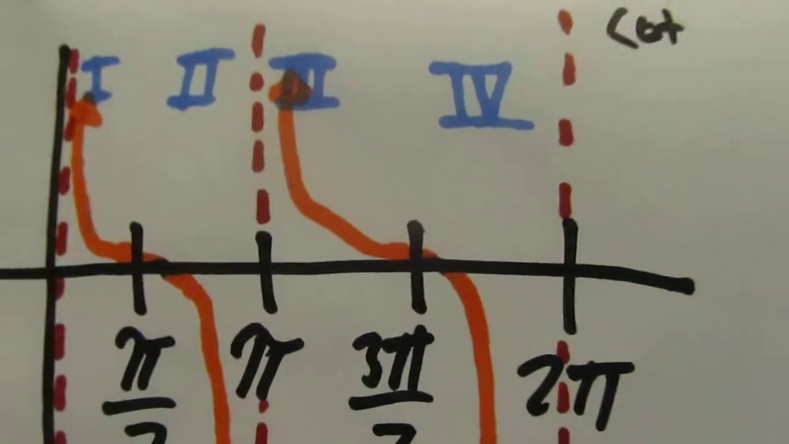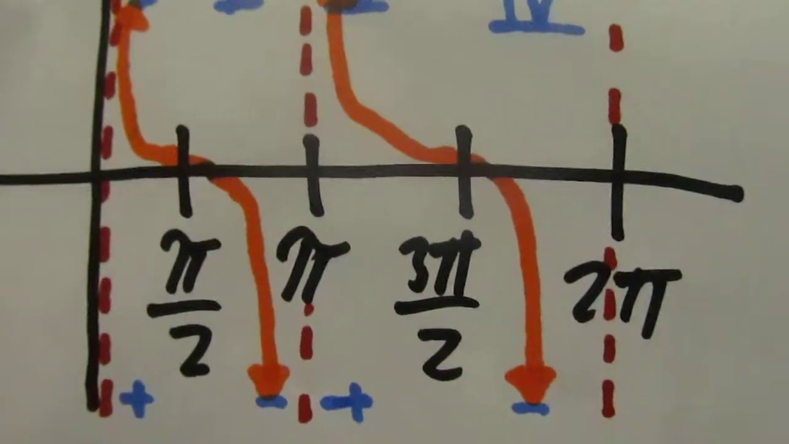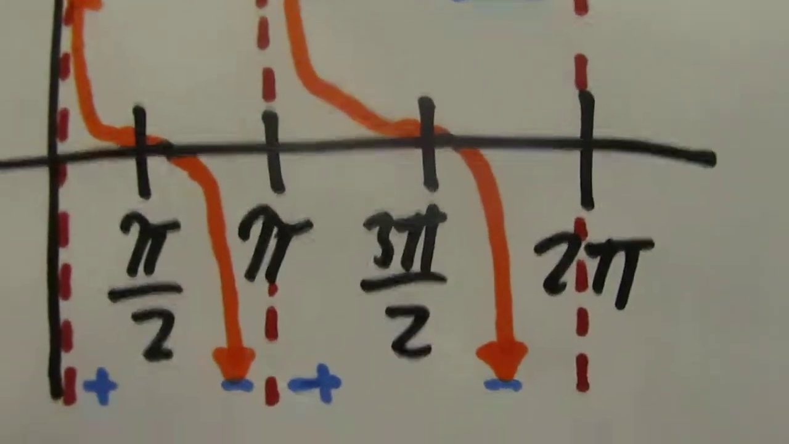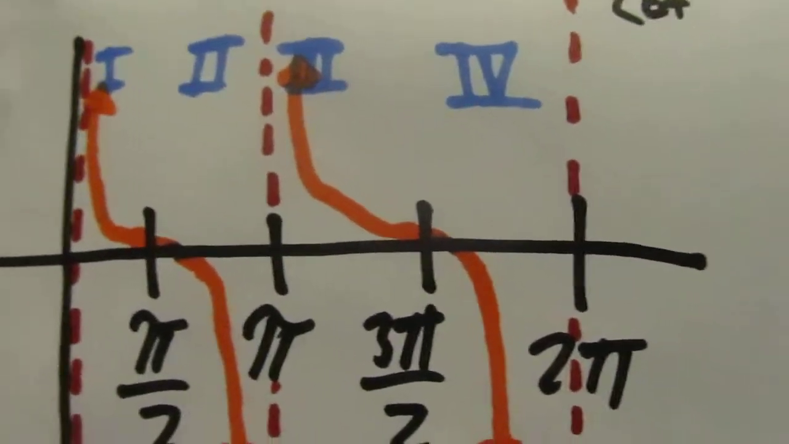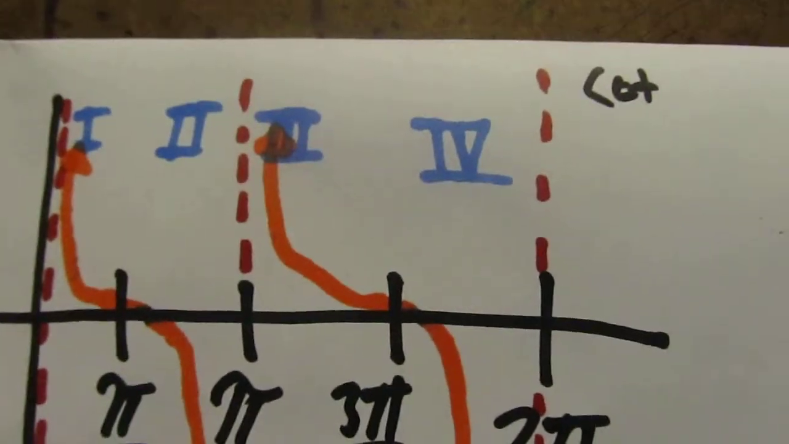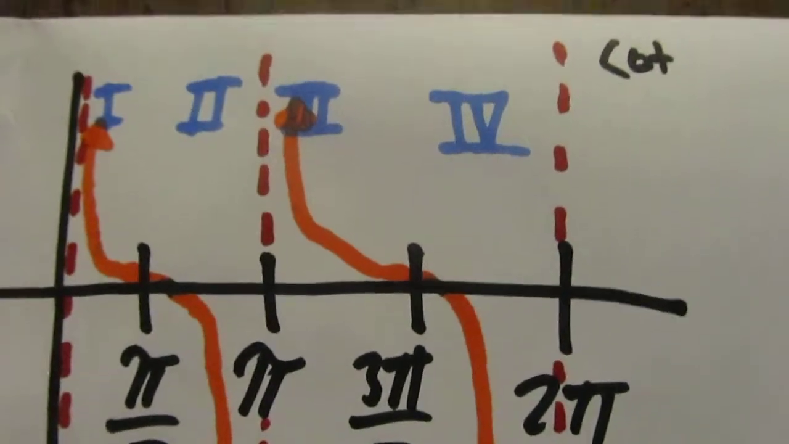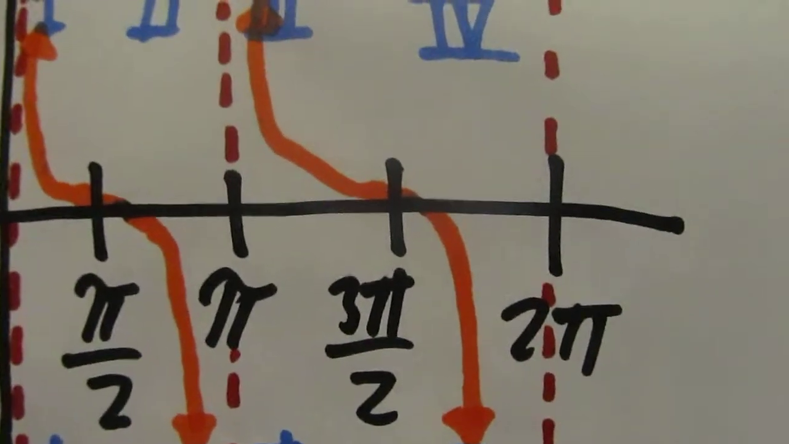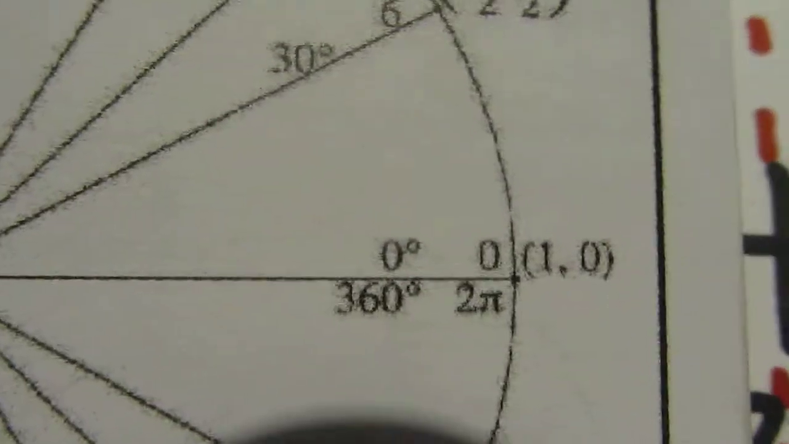Cotangent, in a similar way, is split into 4 parts. We have our 1st quadrant, 2nd quadrant, 3rd quadrant, 4th quadrant. And once again we have pi over 2, pi, 3 pi over 2, and 2 pi. Now, the difference is that cotangent equals cosine over sine. So now we have to figure out where sine equals 0 in order for there to be asymptotes. Now, going back to our unit circle, sine of 0 is found right here at 0.